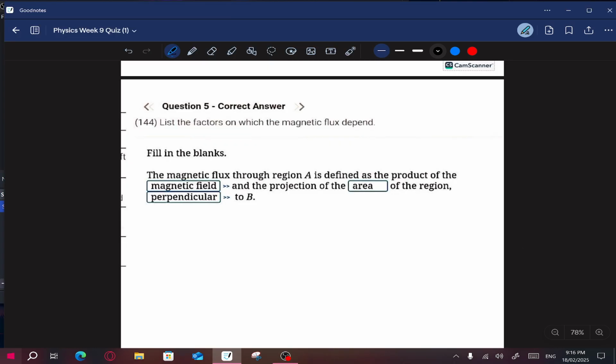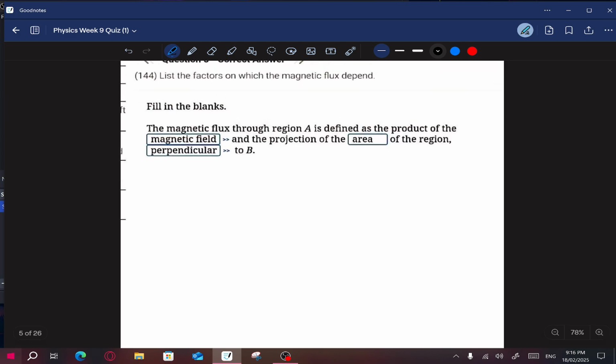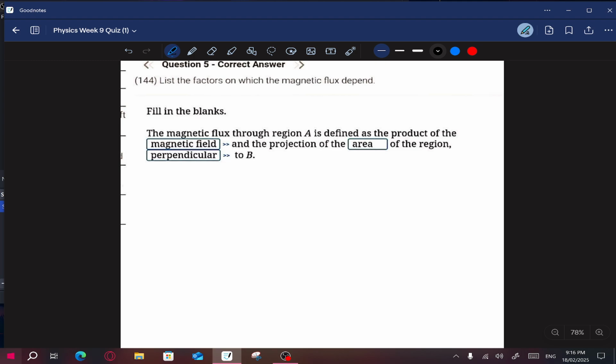Okay, so question 5. The magnetic flux through region A is defined as the product of the magnetic field and the projection of the area of the region perpendicular to B. Now, we're going to think about the previous example, the perpendicular part, right? Here, remember, first of all, we're going to have to recognize the formula. The magnetic flux, which is denoted by phi, is BA cosine alpha, or theta, whatever.